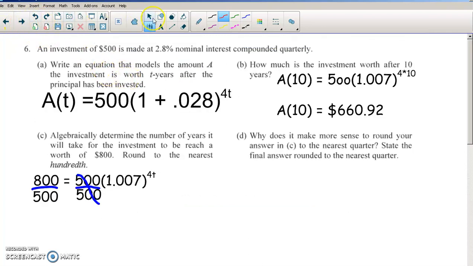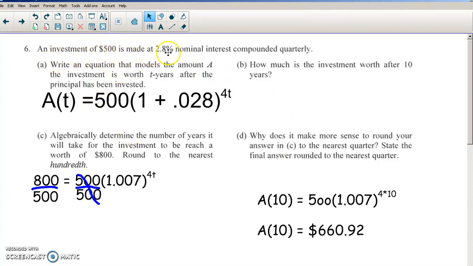All right, so an investment of $500 is made at 2.8% interest compounded quarterly. Now, when you're compounding quarterly, this isn't just your 2.8%. Remember, you have to divide this by 4 because you're doing this 4 times a year, and then that makes your exponent 4 times the time. So this is your compounding formula. So then if you divide 0.028 by 4, you actually get 0.007. So this growth rate now would be 1.007.